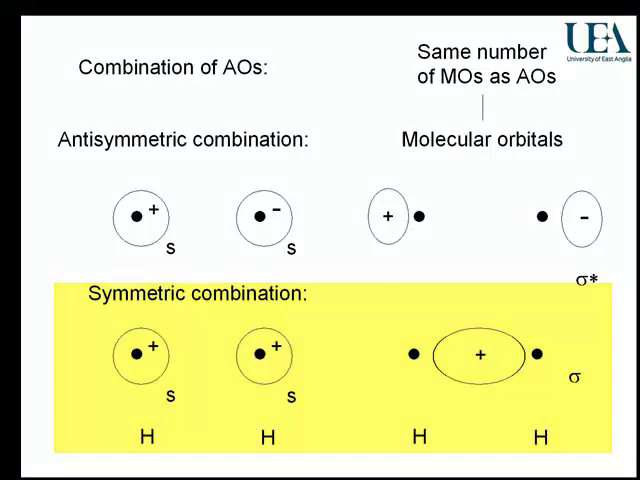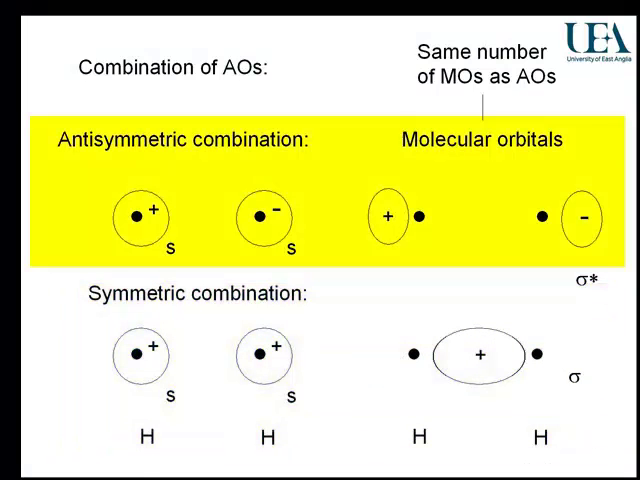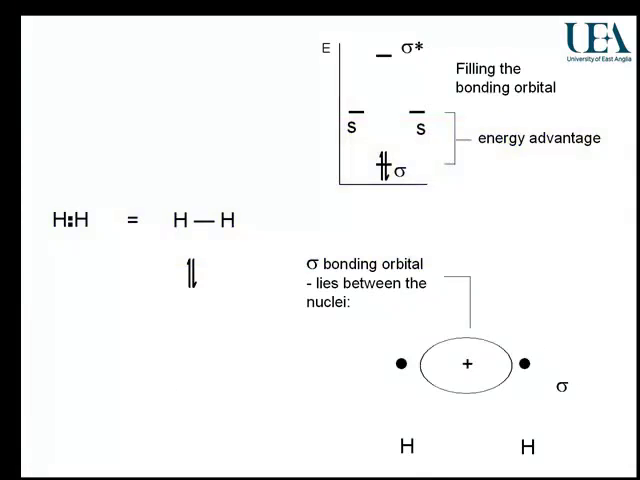The opposite combination is the exact opposite. And if you put electrons in there, you increase the energy of the molecule. It's working against bonding. It's anti-bonding. So let's look at the energy level diagram now.